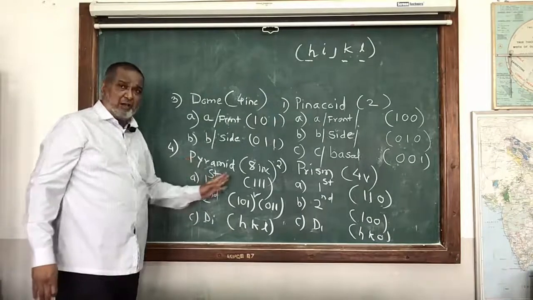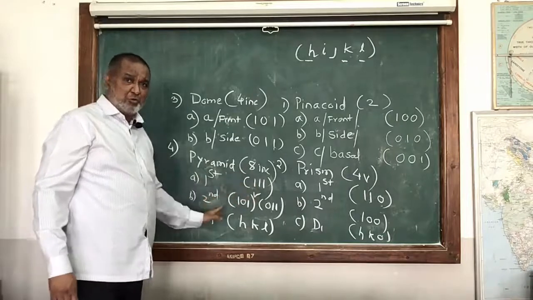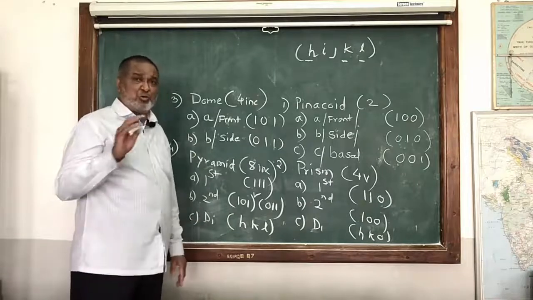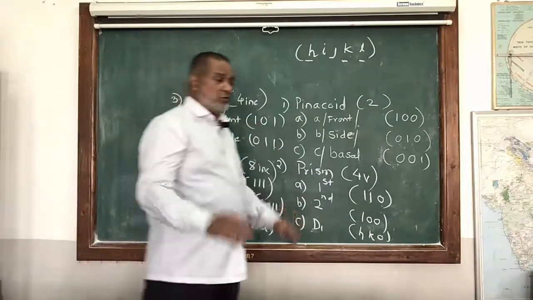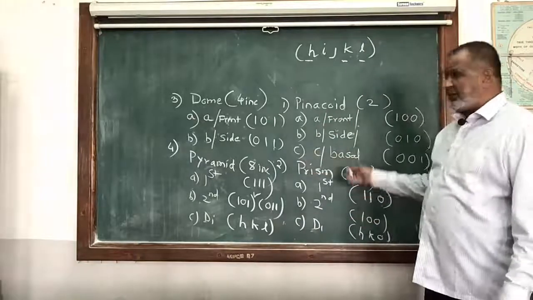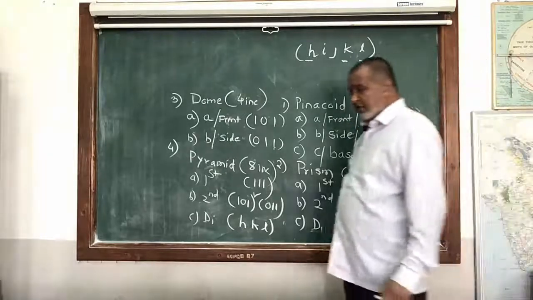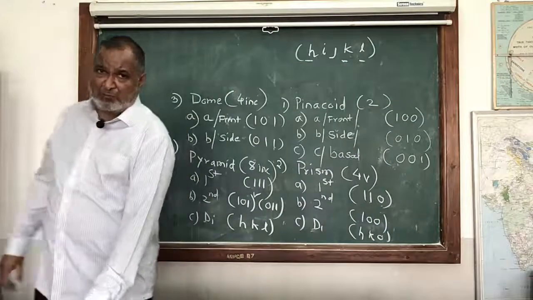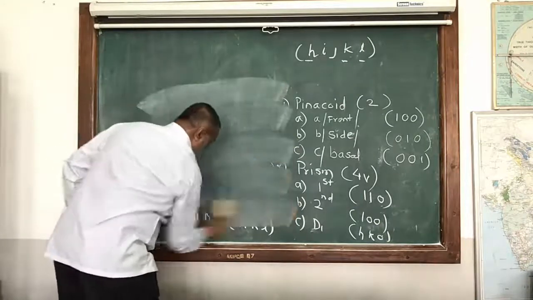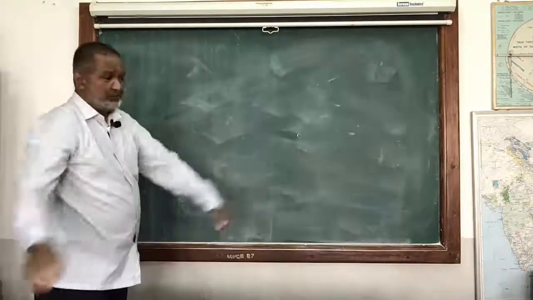Pyramid, first order, 1, 1, 1. Second order, 1, 0, 1, 0, 1, 1, but we'll use the indices 1, 0, 1. And in the di, we are going to use HKL. These are the common indices we are going to use in all the 6 systems. So you have to remember these common indices, and once you remember them, it will become easy in the case of the hexagonal system. If you remember the definitions of these.